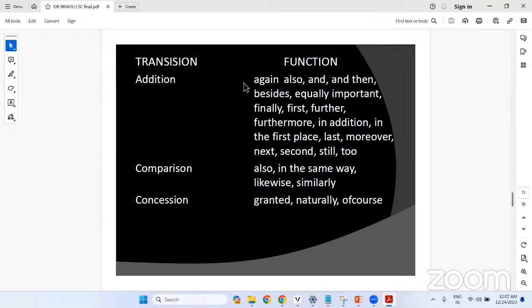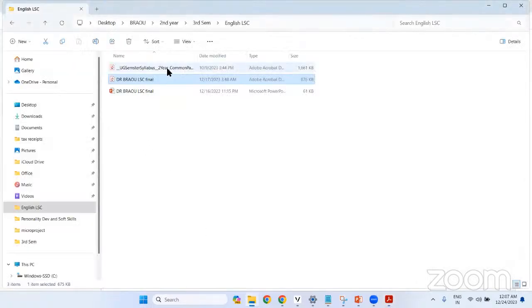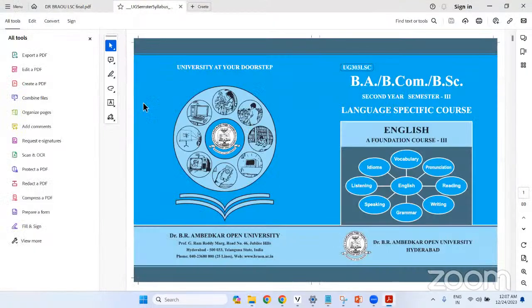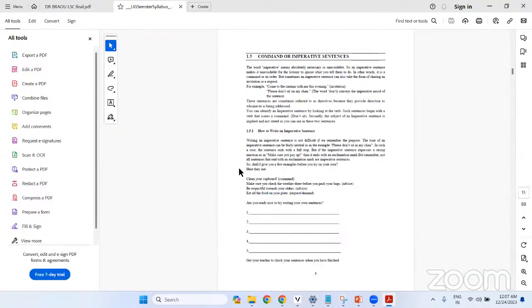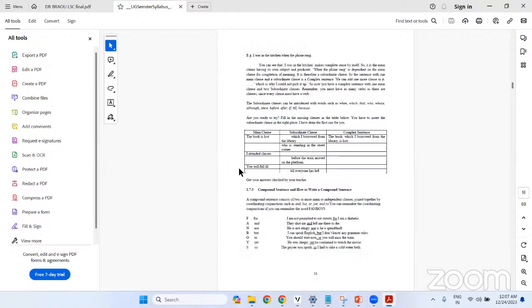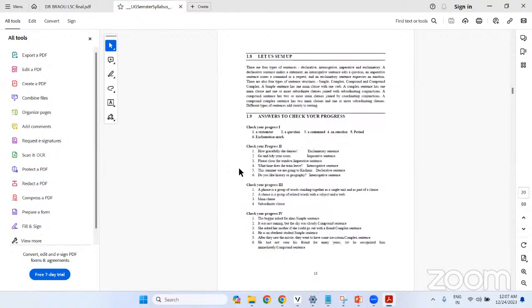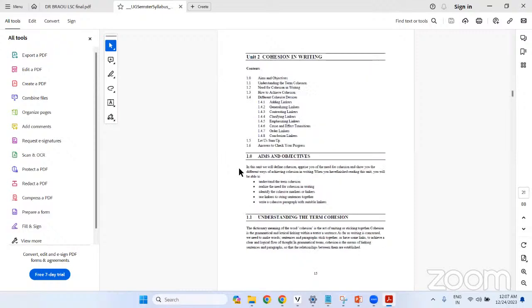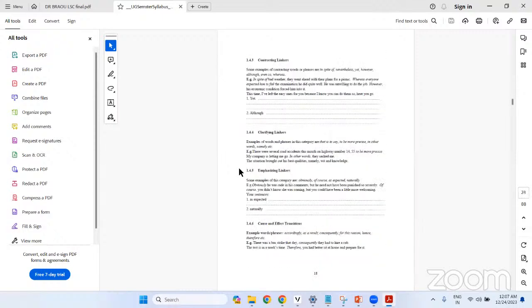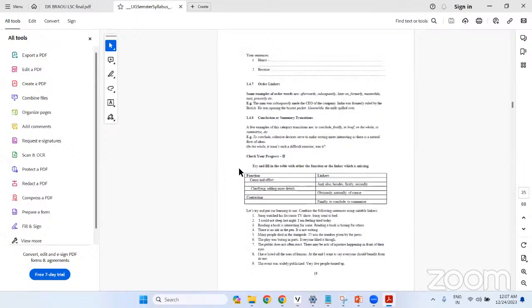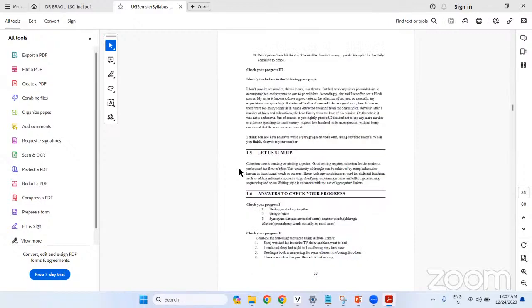Let me just give you. 'After' is an example of a subordinating conjunction. Okay. Give me a minute. I do have that. There are three types of conjunctions. One is coordinating, another is subordinating.